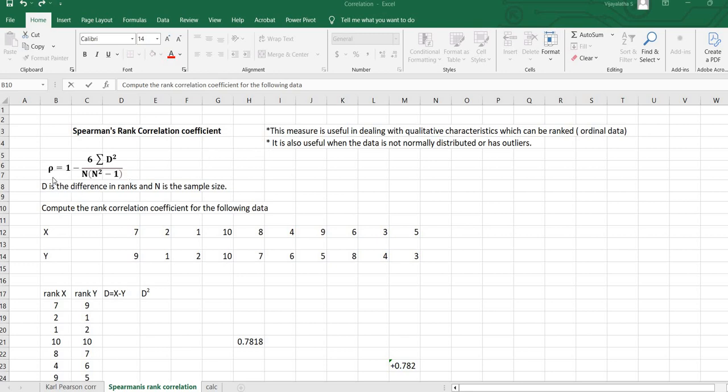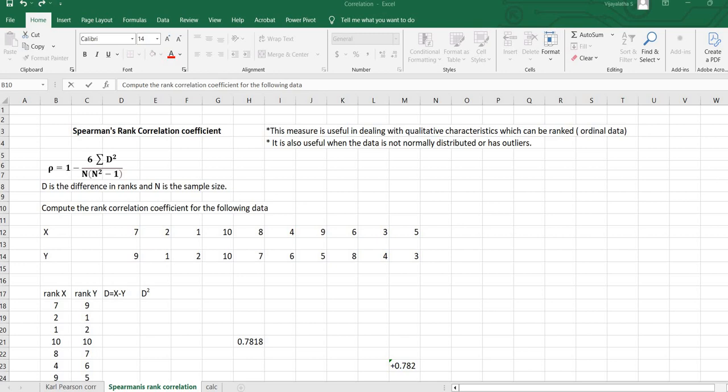The formula is rho, which is the Spearman's rank correlation coefficient, given by 1 minus 6 sigma d square by n into n square minus 1. So n into n square minus 1 can be written as n cubed minus n. We need only two terms. d is the difference between the ranks and n is the number of items or the sample size.